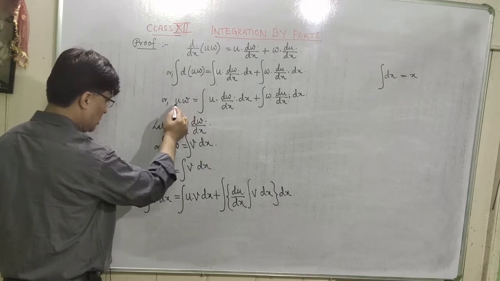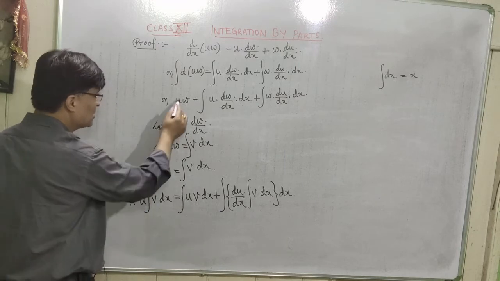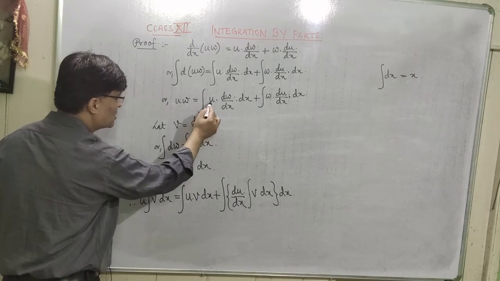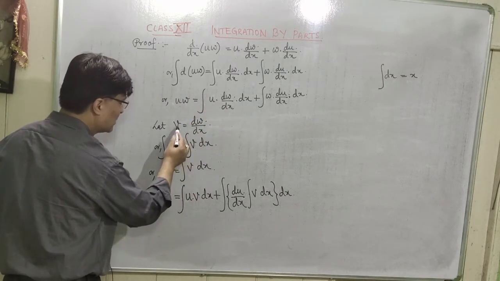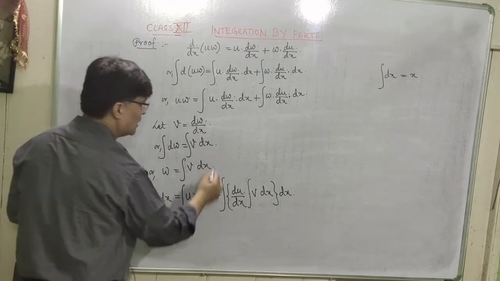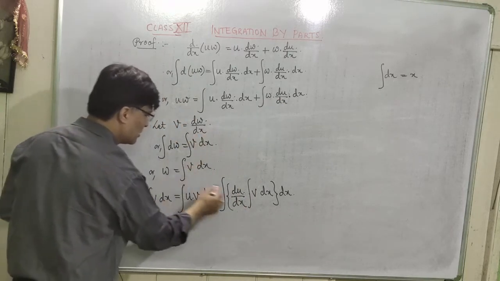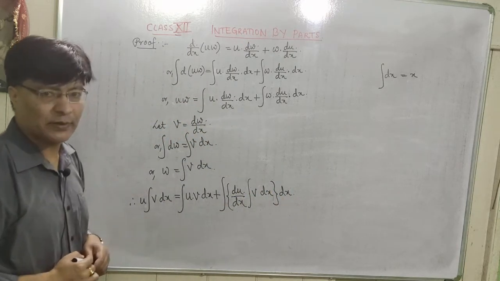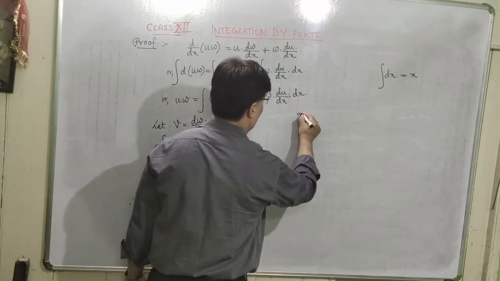U is kept as it is. What is w? It is integration of v dx, is equal to integral sign u into what is dw by dx? It is v. dw by dx is v, so dw by dx is v dx plus integral sign. First you write du by dx. Then what is w? W is integration of v dx. It is kept within second bracket. Then we can write dx out there. Is that clear now?